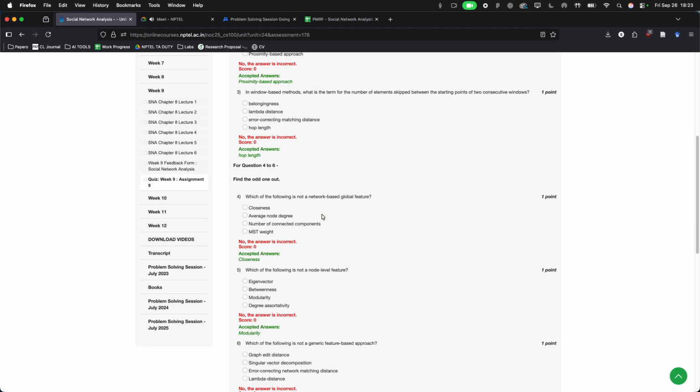Which of the following is not a network-based global feature? Average node degree is network-based. Number of connected components is network-based. MST weight is network-based. Only closeness is not. Closeness is defined by the neighborhood, so it's not a global feature. It's a local feature.